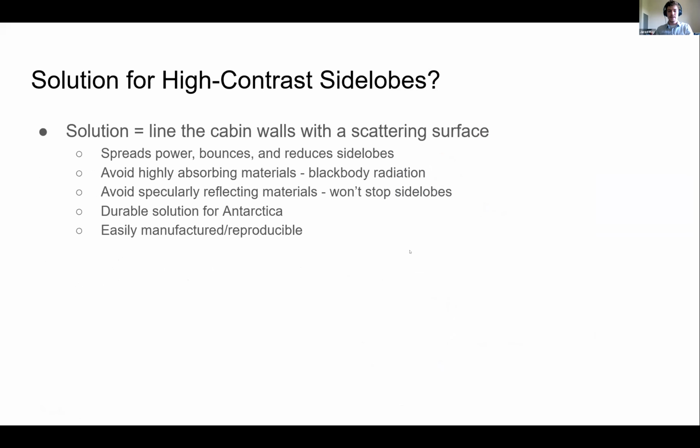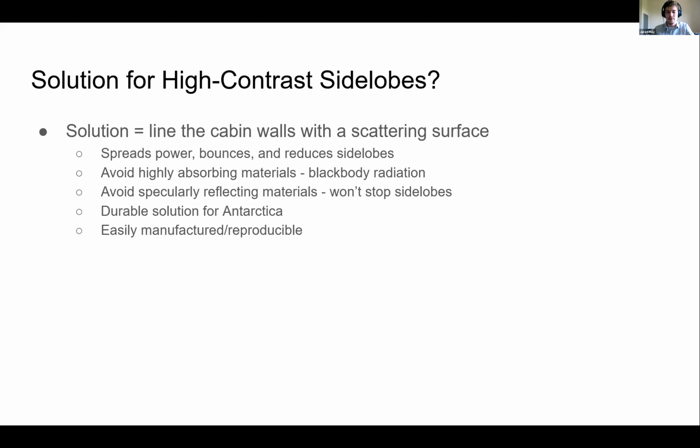So our solution to this is to line the cabin walls of the TMA with the scattering surface. This will spread out that photon power. It'll bounce around the photons and will overall reduce those side lobes. We want to avoid highly absorbing materials because they'll emit strongly in black body radiation.